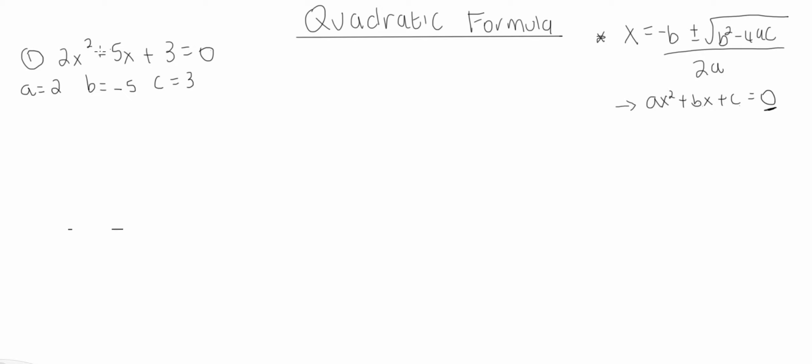Now, the next step is you would need to plug these into your equation right here. So I have x equals negative b. B is -5, so we're going to have a double negative here. Plus or minus the square root of b squared. B squared is -5 squared. Minus 4 times your a, which is 2. And times c, which is 3. And this is all going to be over 2 times your a. So you need to go through and plug in your a, your b, and your c.